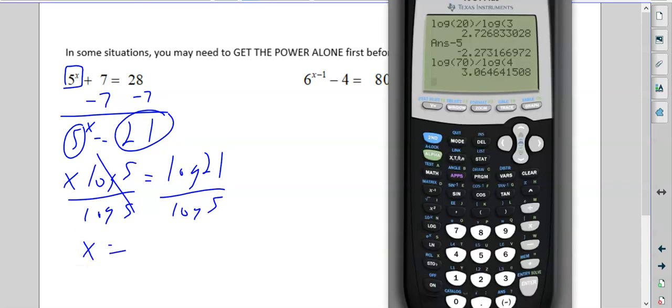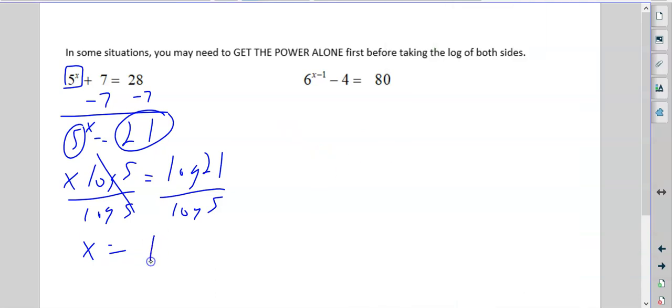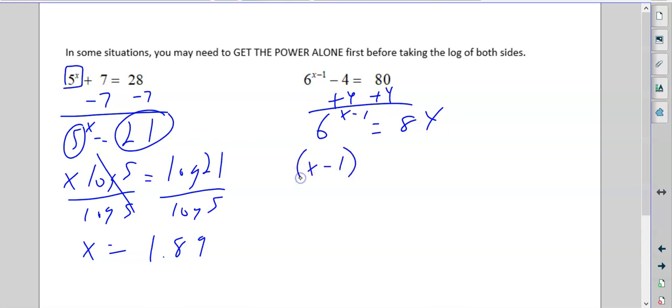So again, log of 21, close those parentheses, divided by log of 5. 1.89. All right. Here we're going to add 4 to both sides. So 6 to the x minus 1 equals 84. X minus 1 out in front of log 6 equals log 84.